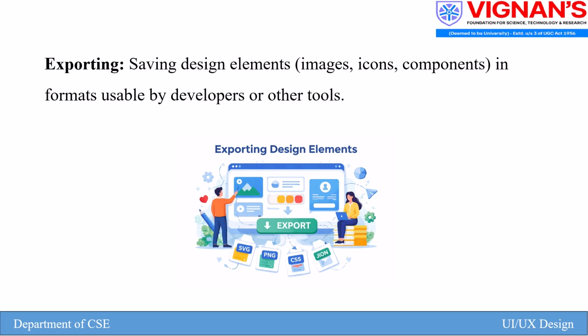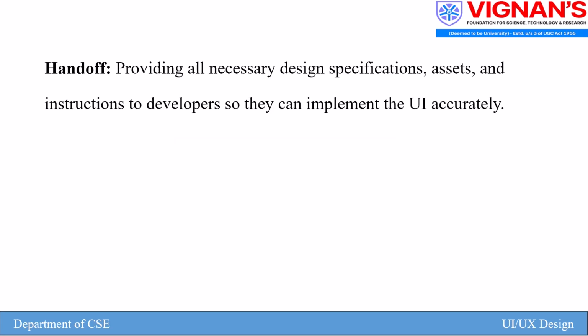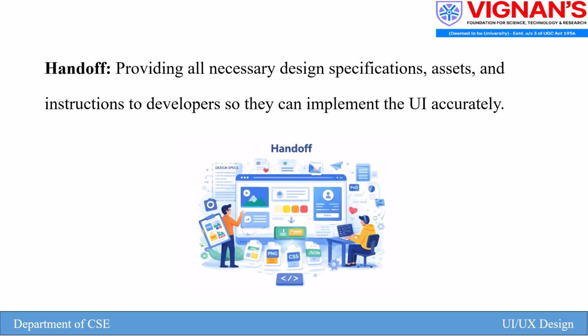in the final product. Handoff is the process of providing all the necessary design specifications, assets, and instructions to developers so they can accurately implement the user interface. It ensures that every detail, such as layout, spacing, colors, and interactions, is clearly communicated, helping transform the design into a functional product without confusion.